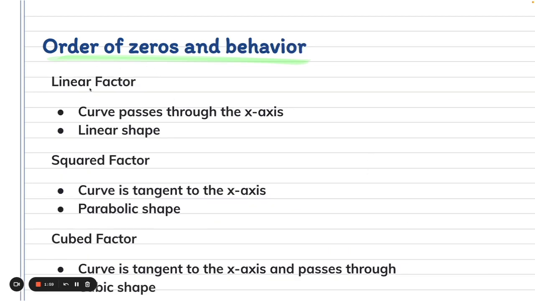So the behavior at an order of zero. A linear factor is where the curve passes through the x-axis and has a linear shape. A squared factor is where the curve is tangent to the x-axis and has a parabolic shape. A cubed factor is where the curve is tangent to the x-axis and passes through, and it has a cubic shape.